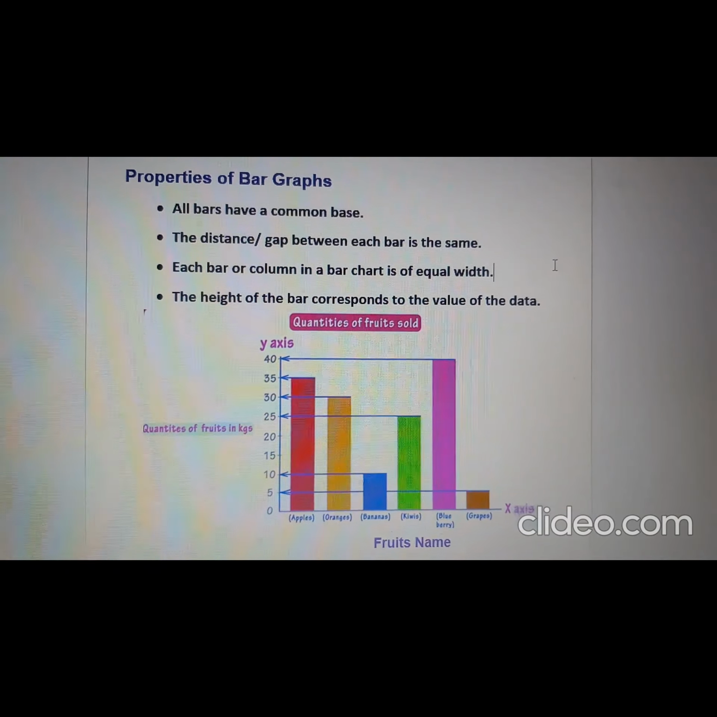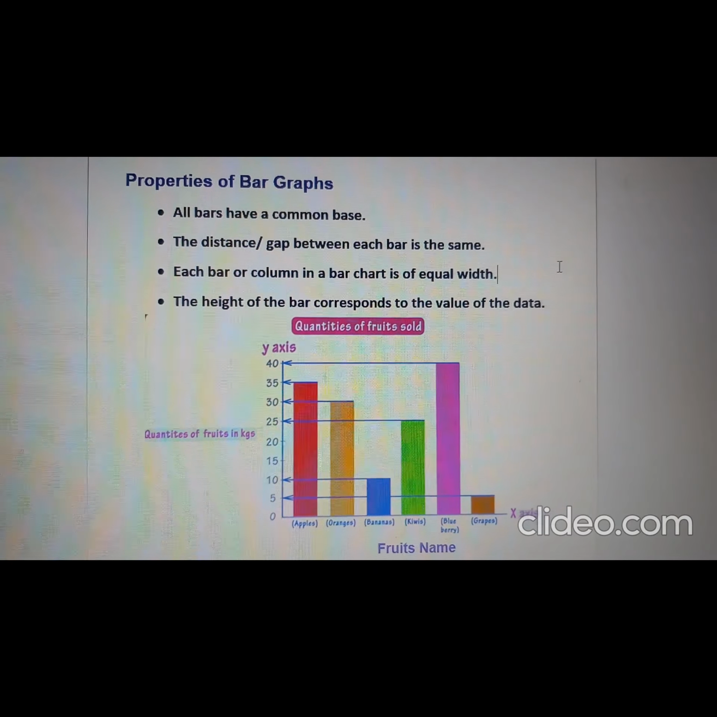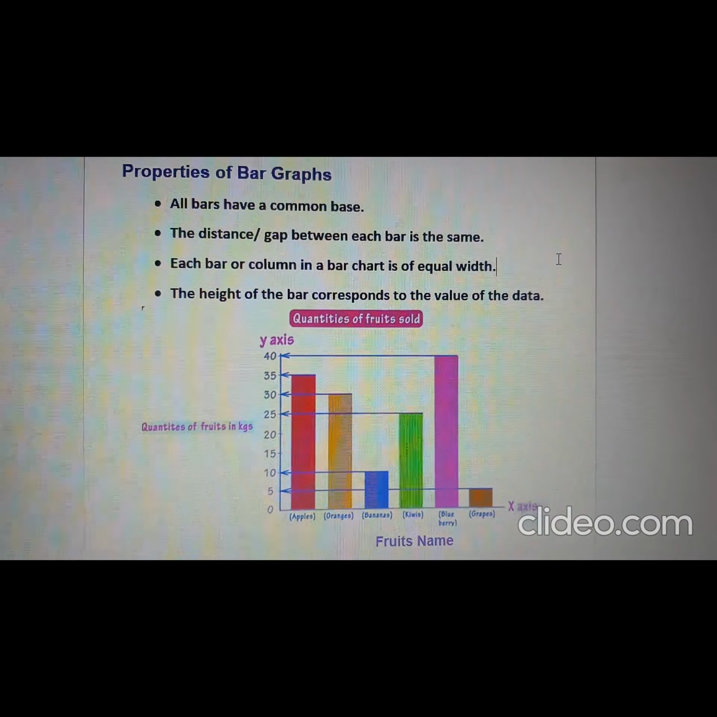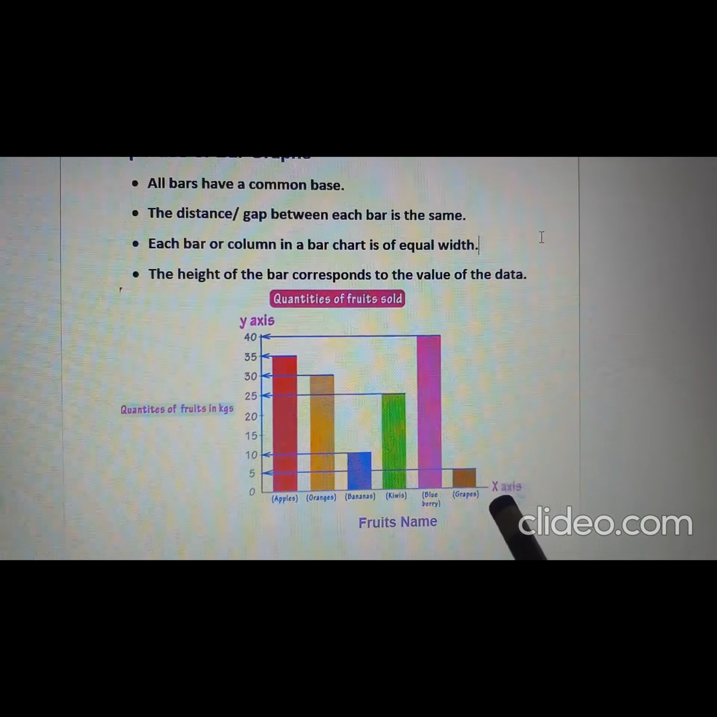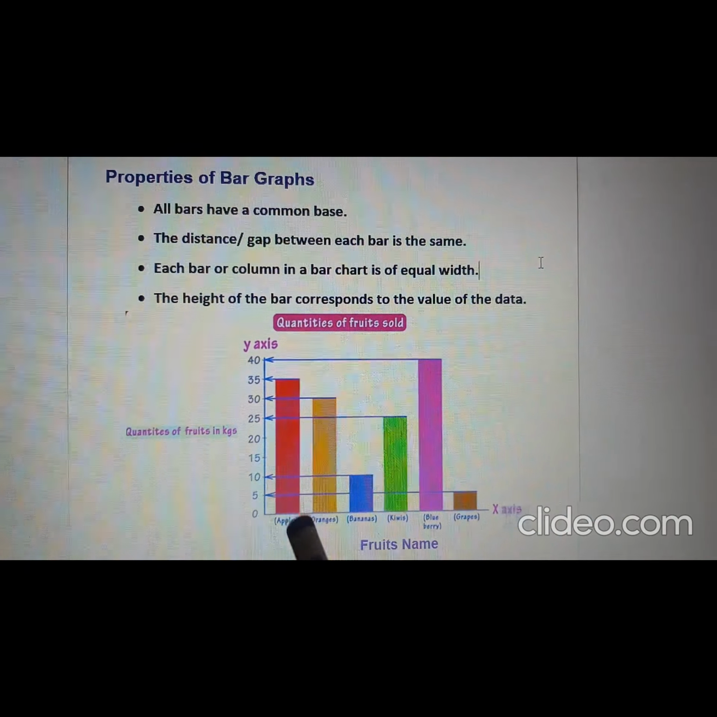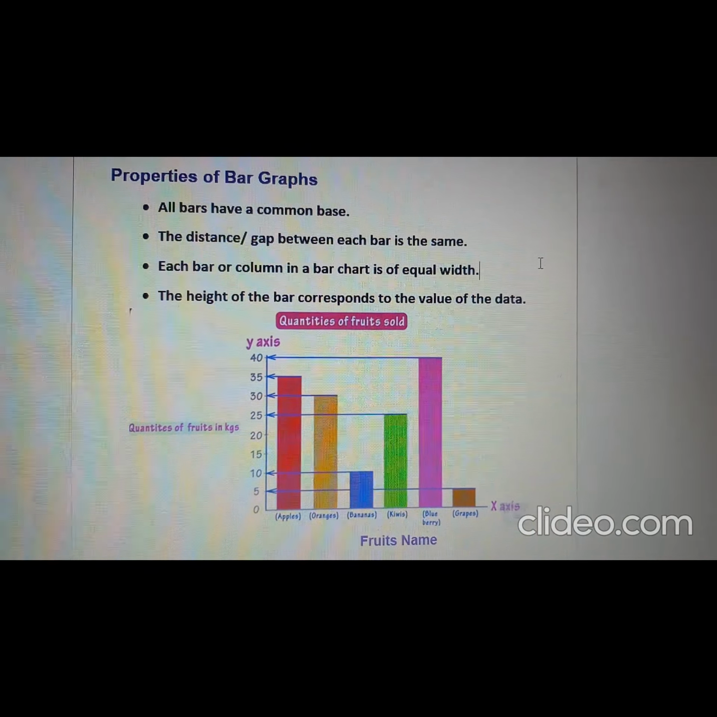Now we will learn properties of bar graphs. First is all bars have a common base. This is called base. This is baseline. सारे रेक्टेंगल्स आप इसी लाइन से स्टार्ट करेंगे.